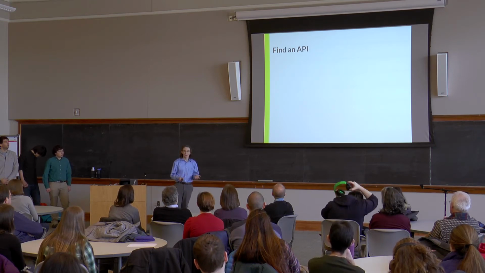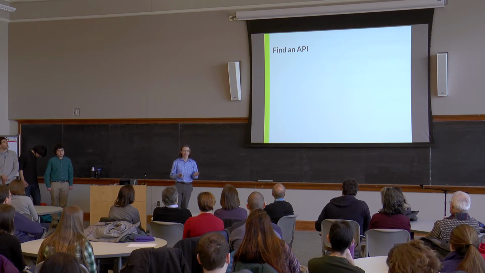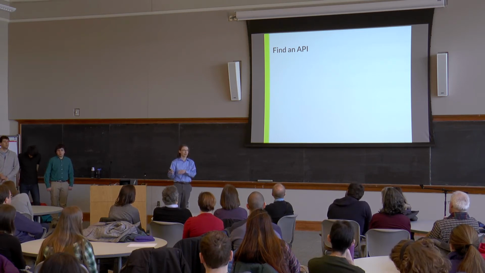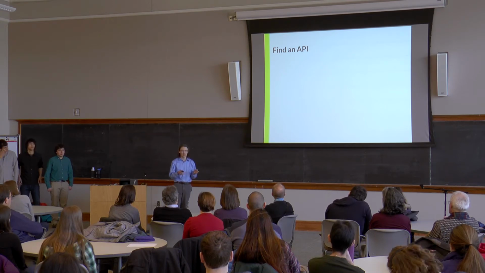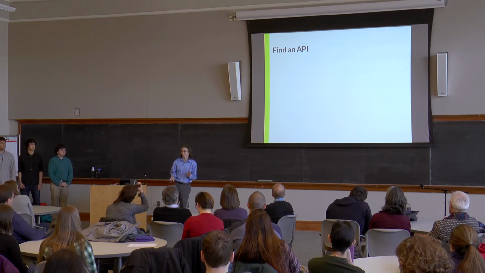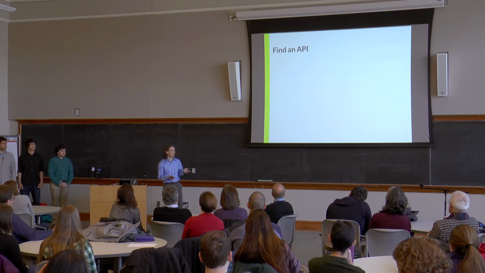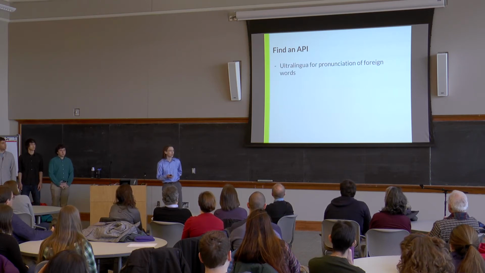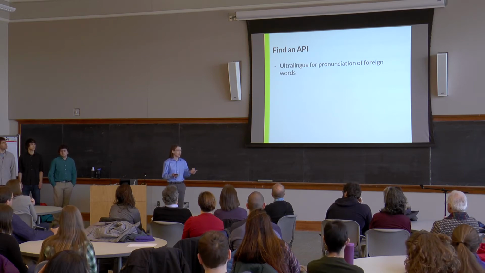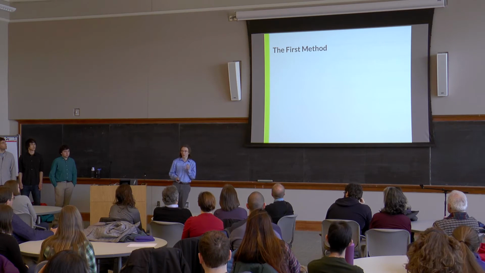So, finding an API. An API in this context is really a third party that has an interface that we can talk to and get useful information back. What that actually is isn't really very important in this context because it'll work for just about anything. For the sake of this example, we're going to use the Ultralingua API to go ahead and try to do pronunciation on a computer.